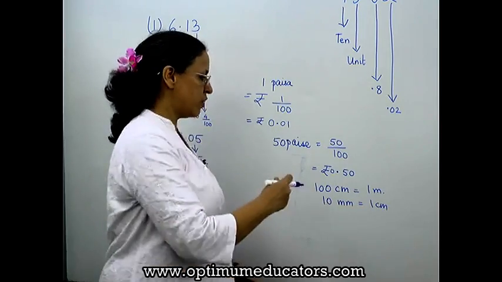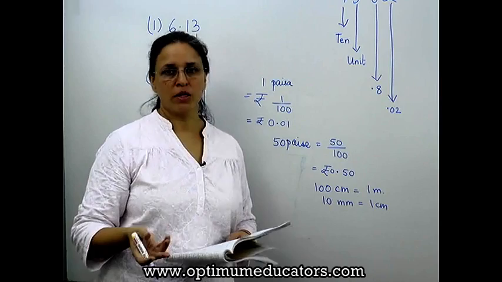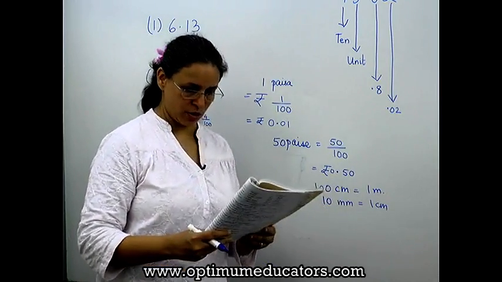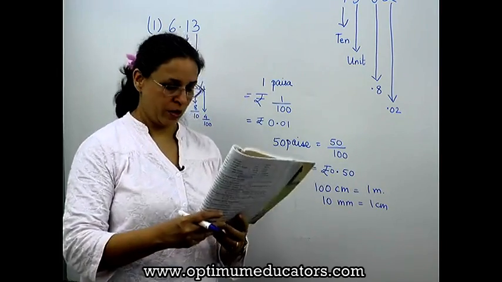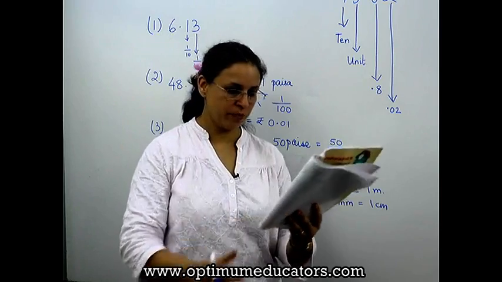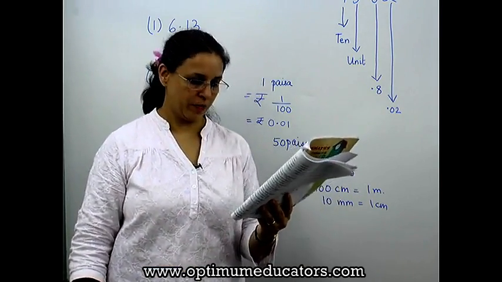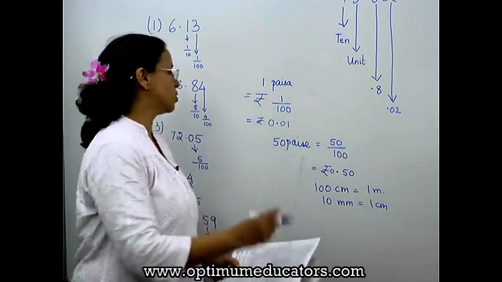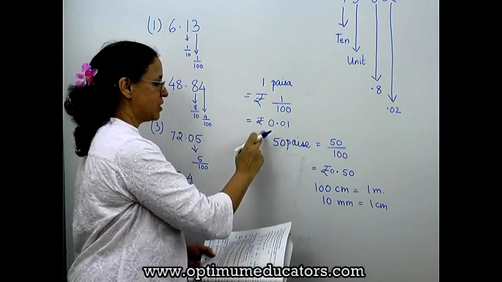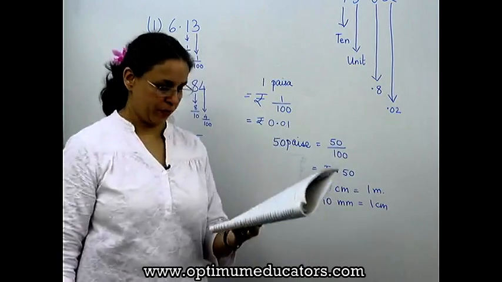Or even when we write in kilometers, that means 1000 meters make 1 kilometer. So all those can be divided into decimal fractions. So here they have given you a chart on page number 54, so you can look at that. 100 paise we can write as 1 rupee. 1 paisa we already saw how we can write 1 upon 100 in fraction form, or in decimal form we can write it as 0.01 rupee.